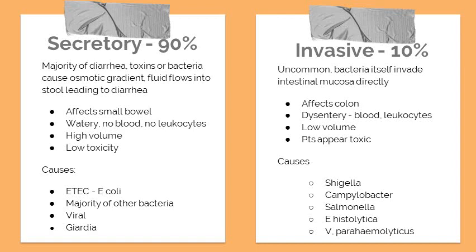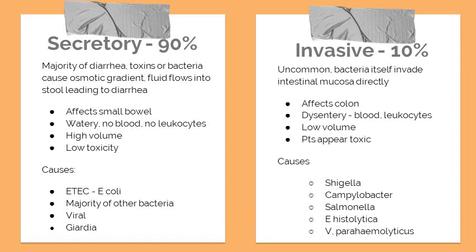Invasive diarrhea is the more toxic appearing diarrhea. It's pretty uncommon. What happens in this diarrhea is bacteria itself invades into the intestinal mucosa directly. Typically, this affects the colon. We also typically see dysentery with that. What that means is there's blood in the stool. Oftentimes, there's leukocytes as well.